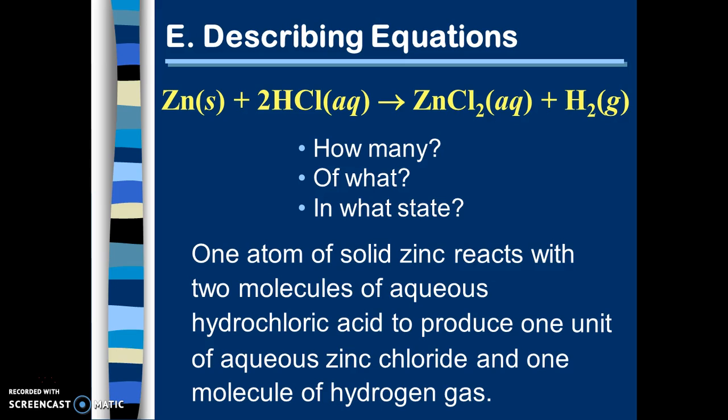So we're essentially reading this equation left to right and having it describe what's going on. So instead of writing down this whole paragraph here, we can just simply use this chemical equation and describe what's happening. Those are the benefits of writing out complete chemical equations. Always making sure that we refer to how many we've got, what we've got, and in what state that substance is.